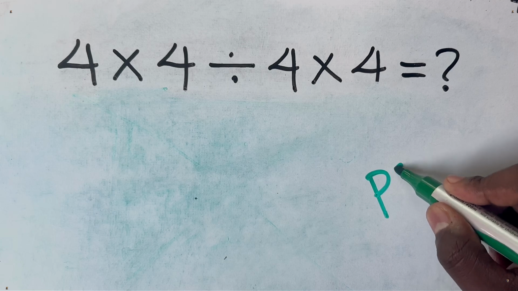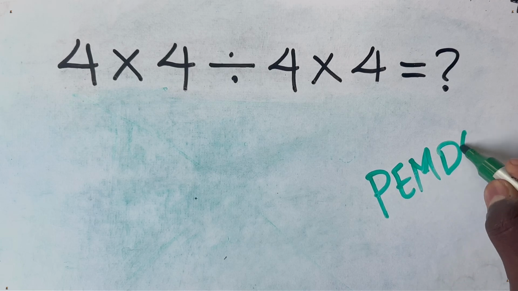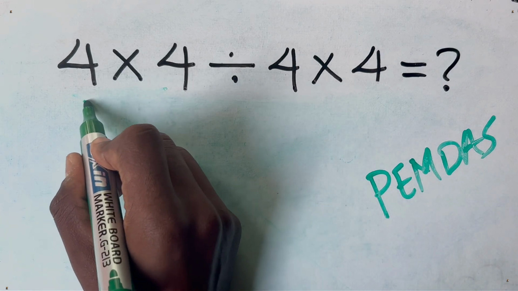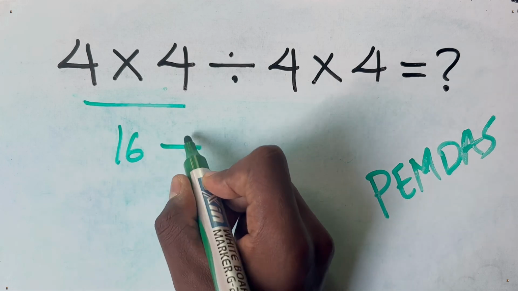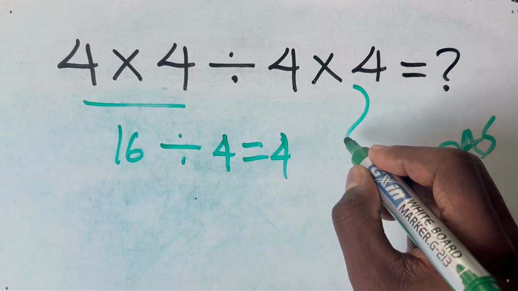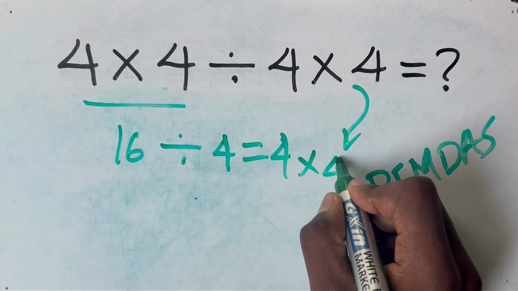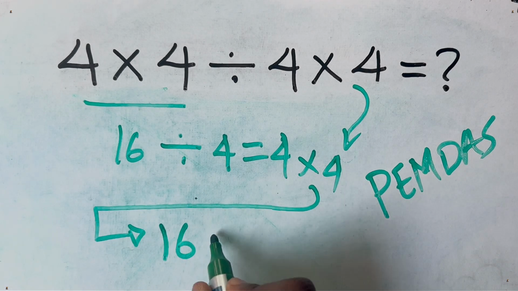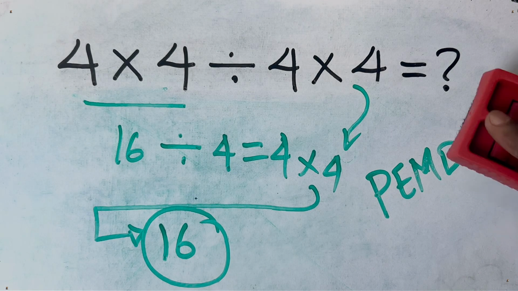Because according to the order of operations, when we have multiplication and division in an expression, we have to work from left to right of the expression. Therefore, first we have to multiply 4 and 4, which is 16, then divided by 4 gives us 4, then again multiplying by 4 gives us 16. So the final answer is 16. Therefore, the correct answer will be 16.